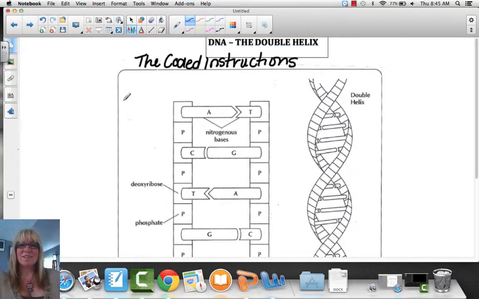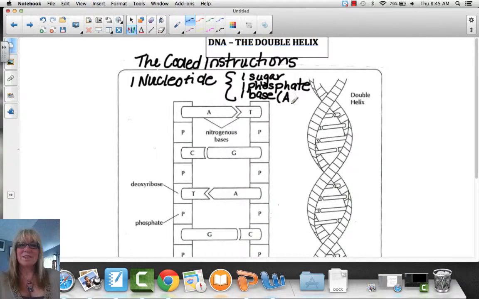So let's take a look at what a nucleotide is. So one nucleotide is made up of three things. We have one sugar, one phosphate, and one nitrogenous base. And that's going to be A, T, C, or G. And we've already talked about this in another unit. So this should kind of be review.